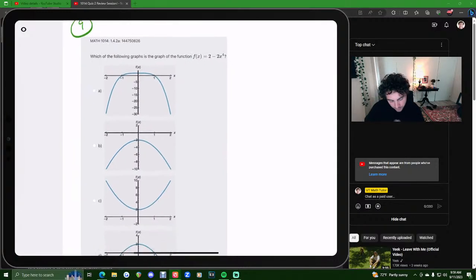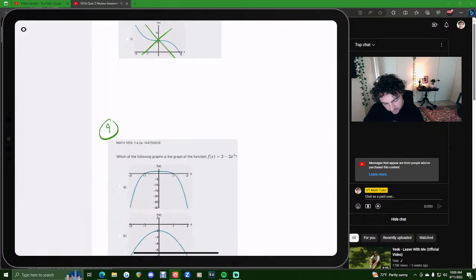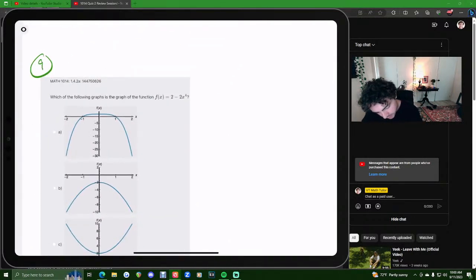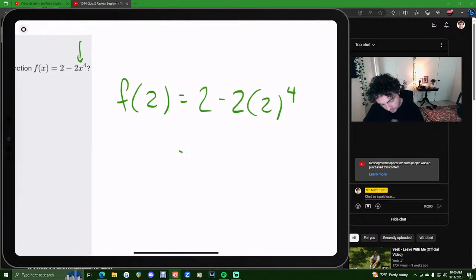Number 9. I want to say we can use that method here too. So are these the same? Yeah, these are the same problem. Okay. So I'm going to try the 2 method. I'm going to plug in 2 into this function, see what y value we get, and just identify the function based on that. So 2 minus 2 to the 4th. 2 was a funny number to plug in given this function with all the other 2's, but I've just plugged in a 2 in place of the x. Okay. So I'm evaluating this.